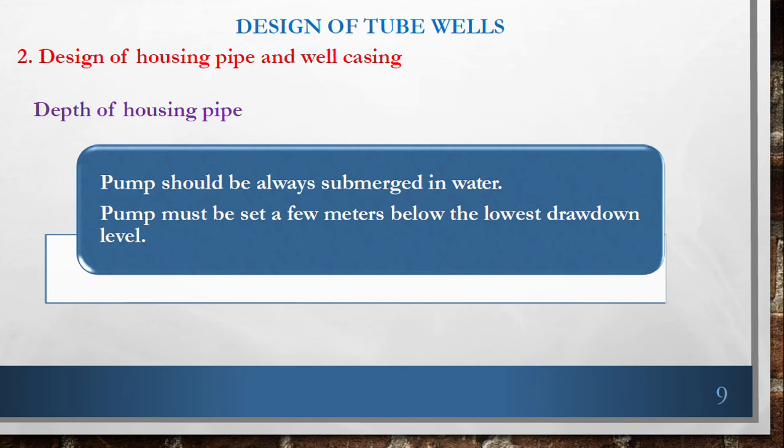In dry seasons, what will happen? The water level in the well will come down. So the drawdown will be much higher. In those seasons also, the pump should be inside the water only, beneath the water only. So we have to place the pump in such a way that it is beneath the water even in the dry season, even at the maximum drawdown. So it should always be submerged in water. That is the consideration for the depth of the housing pipe.